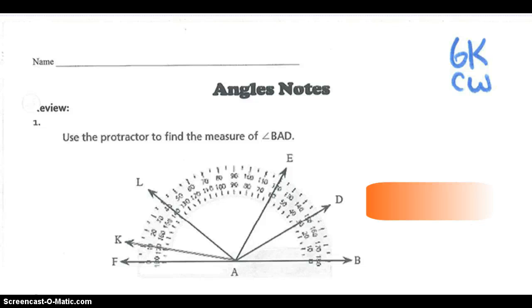These are the 6K angles notes. For a review, question 1 says, use the protractor to find the measure of angle BAD.